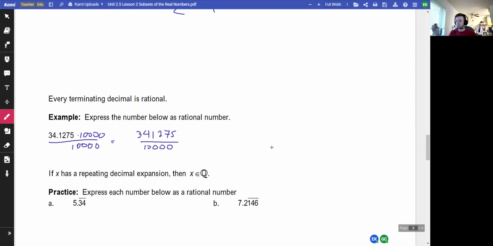Boom. Right. Any terminating decimal you can rewrite as a rational number, and we could potentially simplify this, right? Yeah, I guess they're both divisible at least by 5. Go from there.